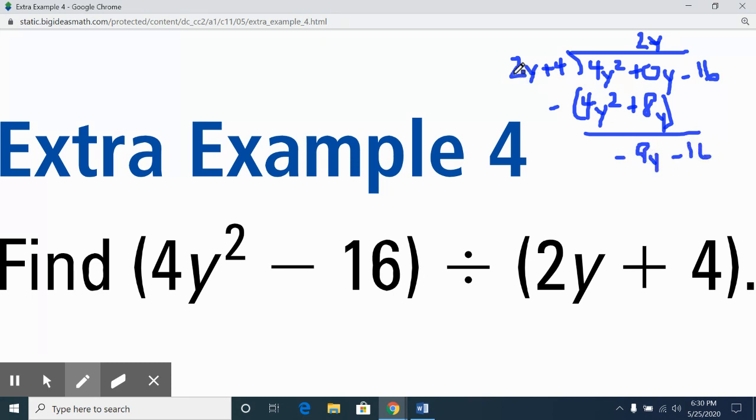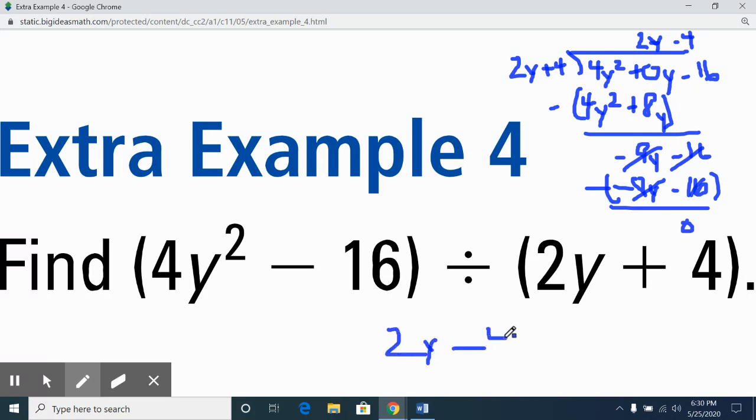What's negative 8y divided by 2y? Negative 4. Negative 4 times 2y is negative 8y. Once again, that's kind of the point. Negative 4 times positive 4, that's negative 16. So this is actually a nicer problem because I end up with the exact same thing, meaning when I subtract, these cancel, these cancel. I don't have a remainder here. So my final answer here is just 2y minus 4.